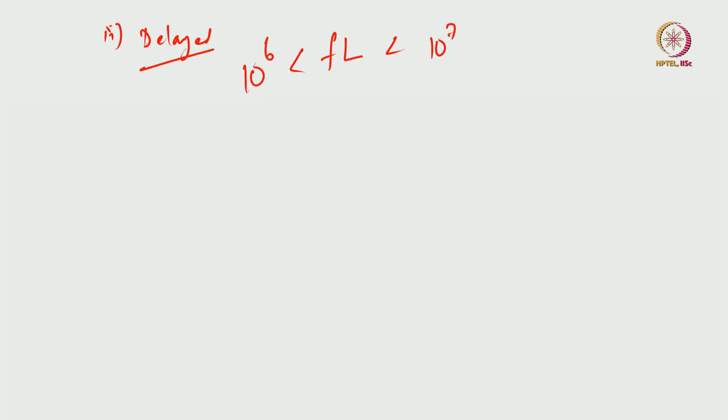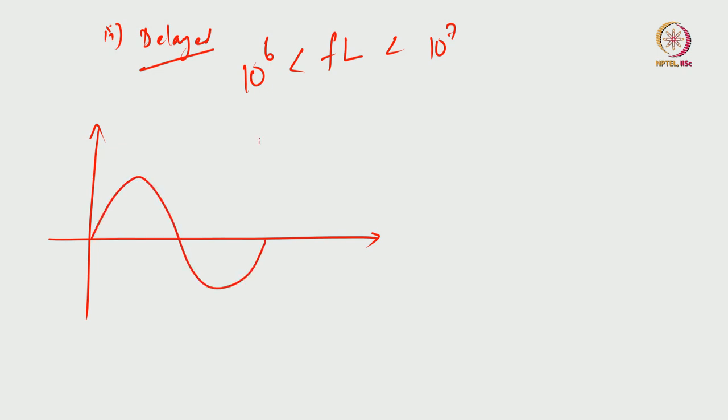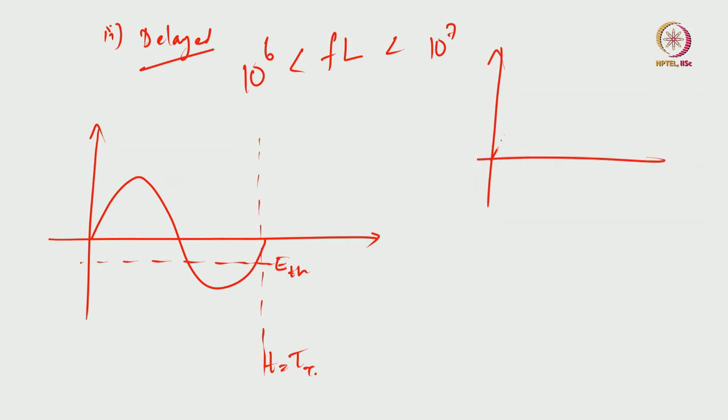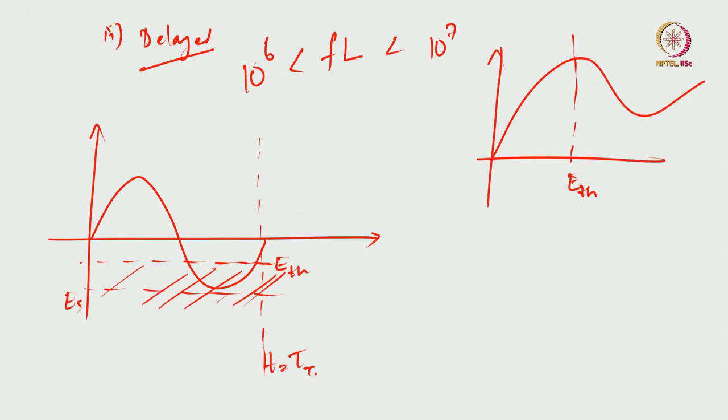Essentially, if I do it pictorially, it becomes easier to understand. Suppose I plot the oscillation on the y axis and time on the x axis, then you have your transit time, where t equals tau t. Suppose this is your threshold electric field. What is the threshold electric field? You have an NDR like that. This is the field above which you get the NDR; below that you do not get it. You will not get NDR below this field. Then there is also ES, which is this.